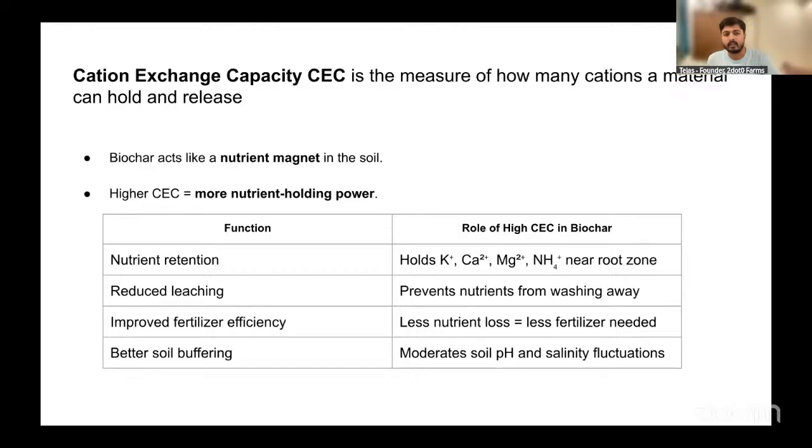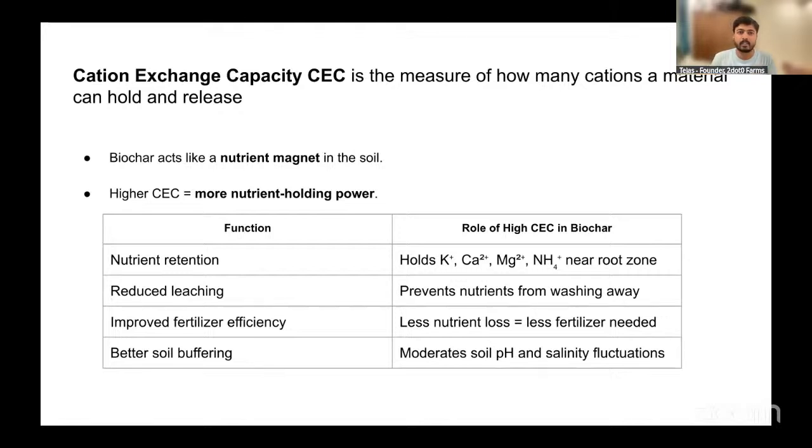So what is cation exchange capacity? Cation exchange capacity is the measure of how many cations a material can hold and release. The hold and release is important. That's why it's exchange and not capture. Hold and release is not common in a lot of things. Sometimes when absorption is happening, the material tends to get used up by the host material. When exchange is there, it doesn't use it up, but makes it available in future for any task.